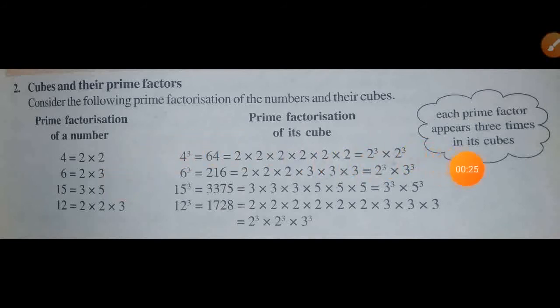So each prime factor appears 3 times in its cube. This is the point that we note specially. Each prime factor appears 3 times in its cube.